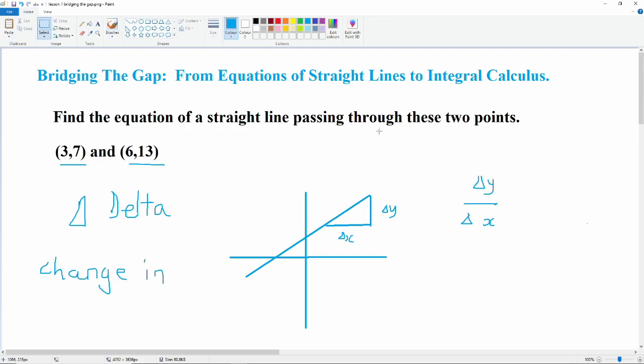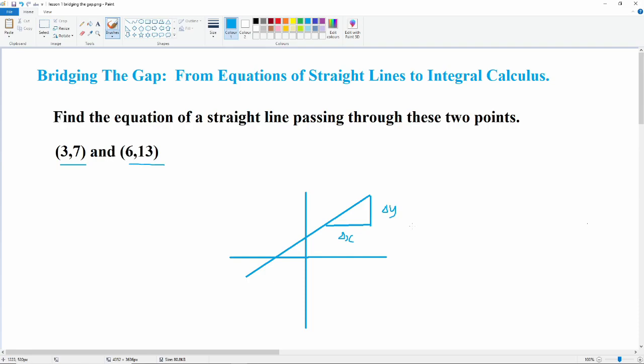It doesn't cancel out. So we cannot say cancel, it's just y over x. We can't say that because delta y is not some variable multiplied by y. It's change in y divided by change in x. This is no different from saying rise over run, so think of it that way if that helps. But this is just an introduction to some new terminology.